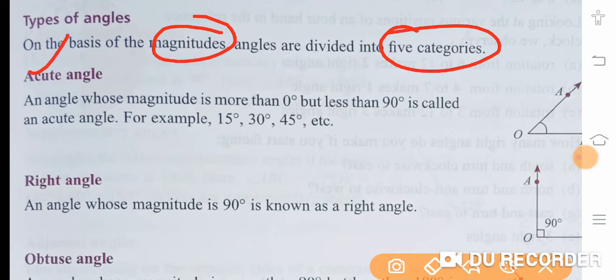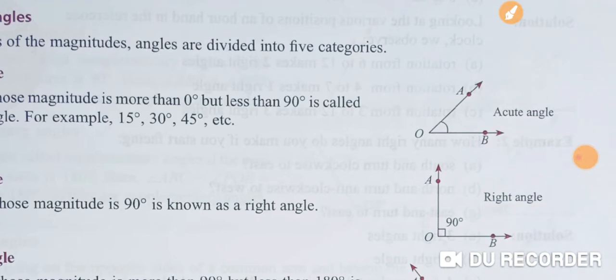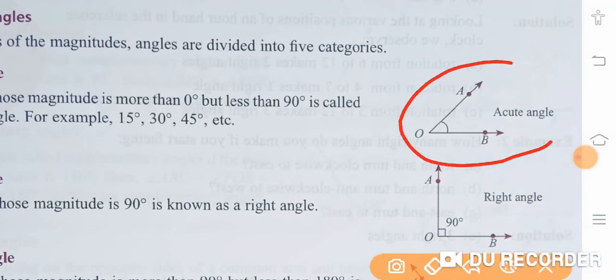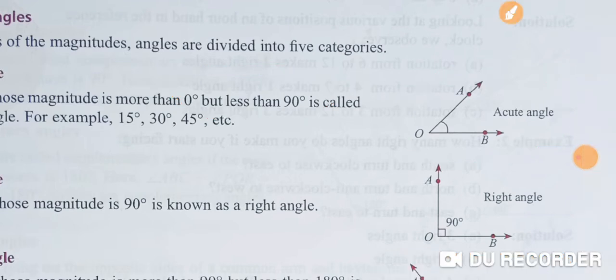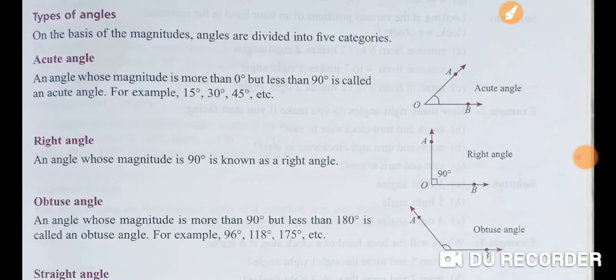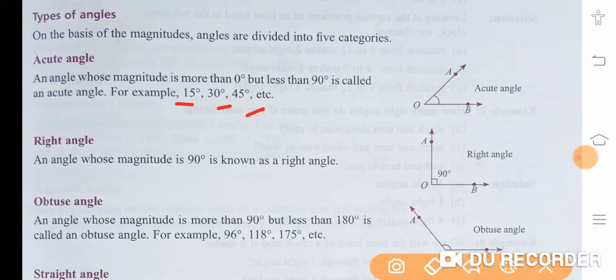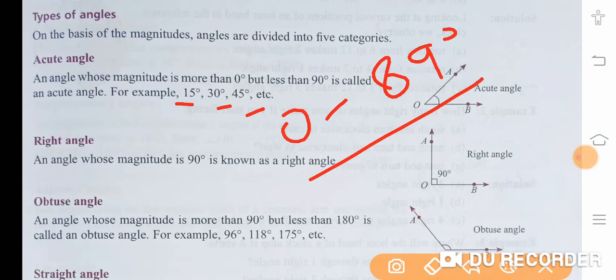First one is the acute angle. For this angle, you should see the figure, my dear, firstly. This is the angle less than 90 degree. Less than 90 degree means from 0 to 90 degree, whatever angle will form, it is said to be the acute angle. Means, an angle whose magnitude is more than 0 but less than 90 degree is called an acute angle. For example, 15 degree, 30 degree, 45 degree, 60 degree, 80 degree, from 0 to less than 90, that is 89 degree. These angles will come under the acute angle.